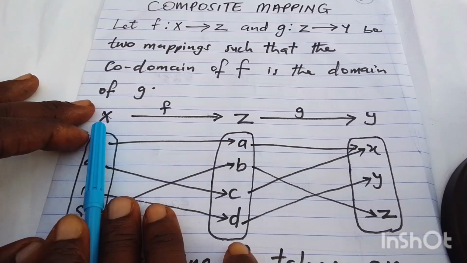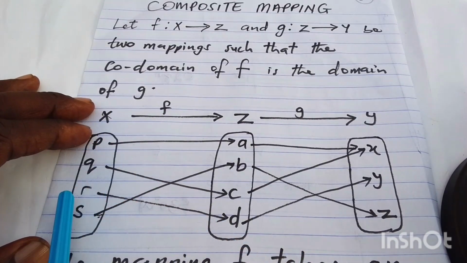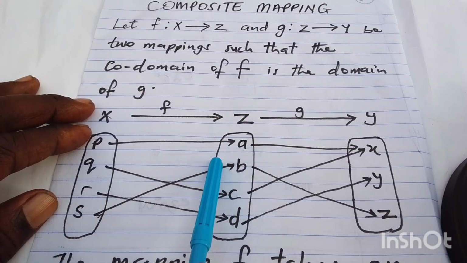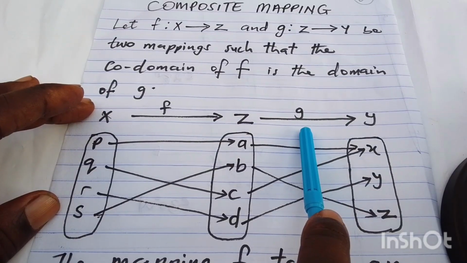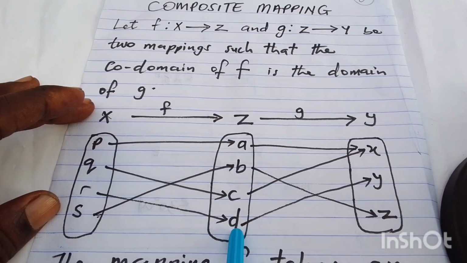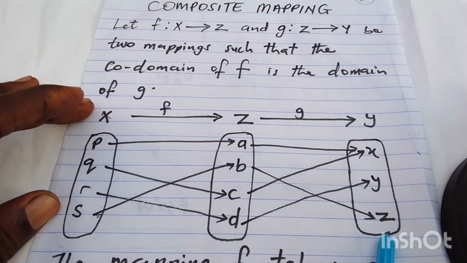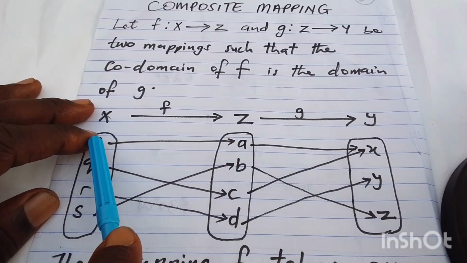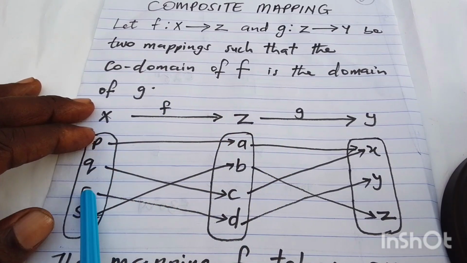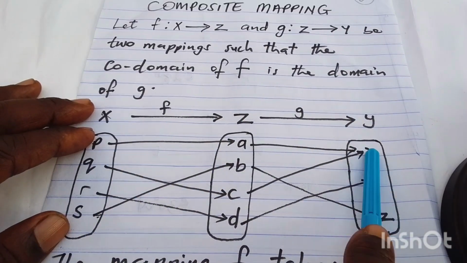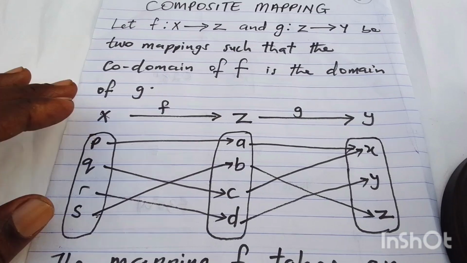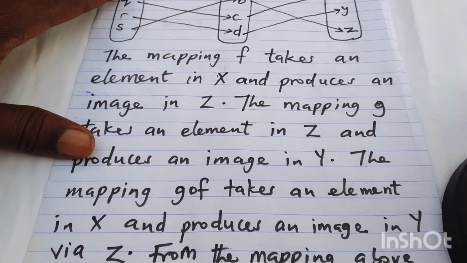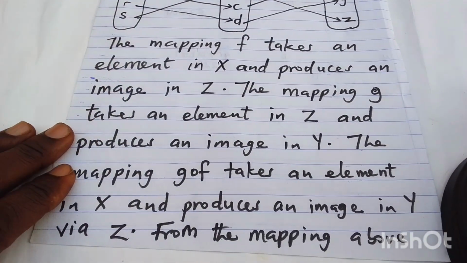So you realize that the mapping of F takes an element in X and produces an image in Z, then the mapping of G takes an element in Z and produces an image in Y. Then the composite, the mapping of GOF, takes an element in X and produces an image in Y. So when you combine two or more mappings together, that is what we refer to as composite mapping.